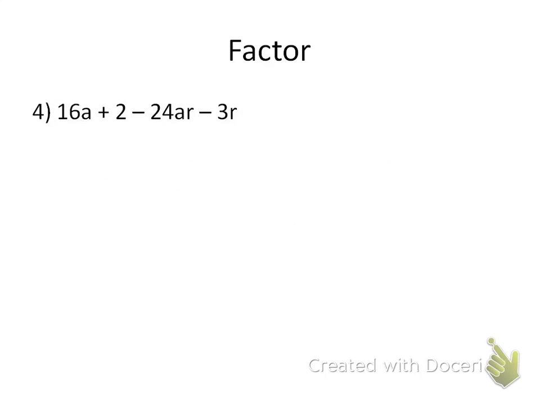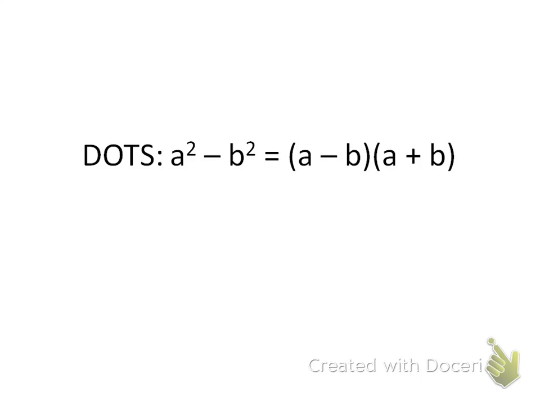All right, I think that's enough grouping examples. Let's get to the next type of factoring. The next one is dots, is what I call it. It stands for difference of two squares. So basically what it's saying is if you have two squares, squares are like 4, 9, 16, 25, perfect squares, and a minus sign in the middle, these are super easy to factor.